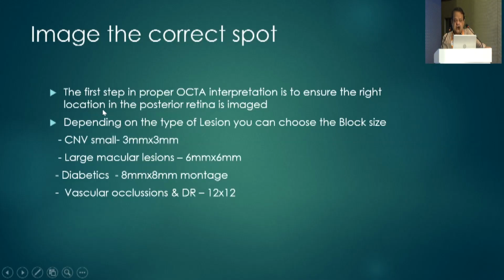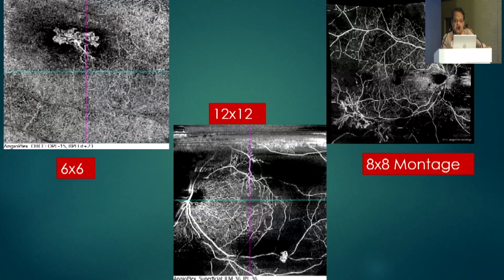The first step is to ensure which area of the retina you want to scan. Depending on the type of lesion, you can choose the block. If it is a CNV, you can choose a 3 by 3 millimeter, or for a larger macular lesion, 6 by 6 millimeters. In diabetics, because you need more area for capillary non-perfusion, you can go in for an 8 by 8 montage or 12 by 12 slab.